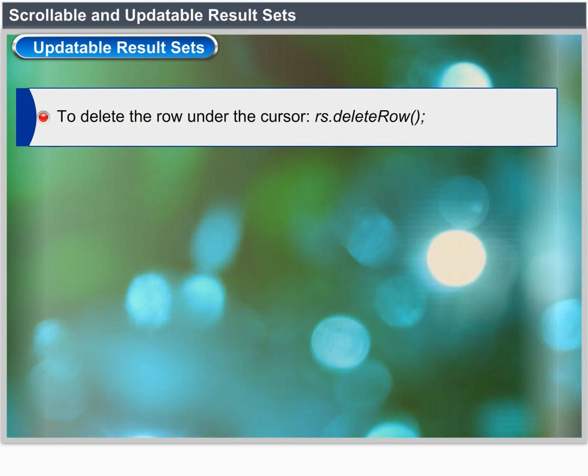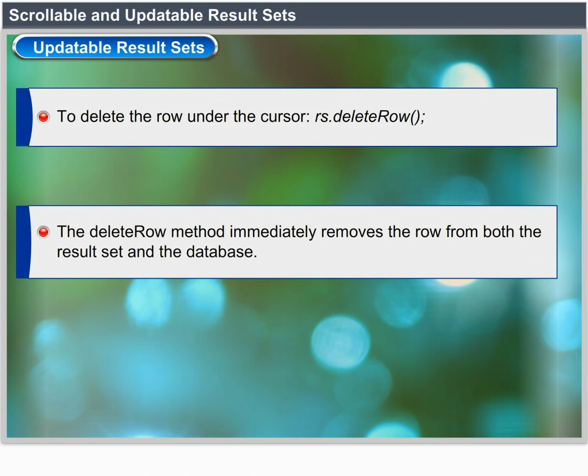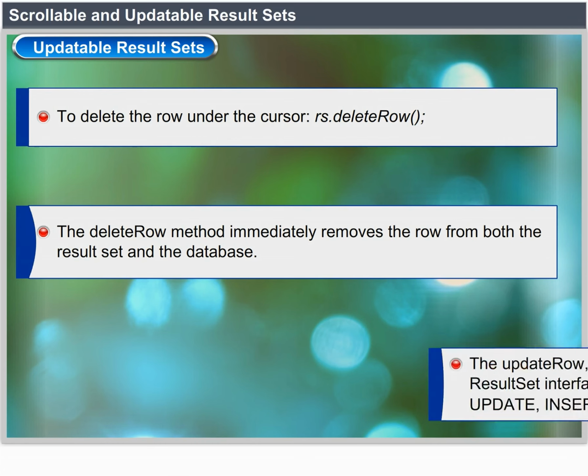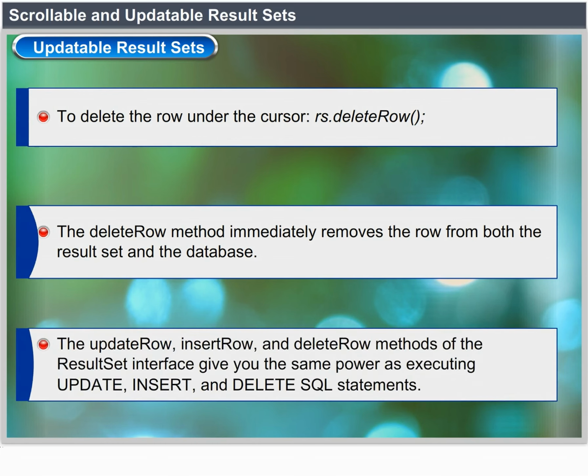To delete the row under the cursor, use rs.deleteRow(). The deleteRow method immediately removes the row from both the result set and the database. The updateRow, insertRow and deleteRow methods of the ResultSet interface give you the same power as executing update, insert and delete SQL statements.